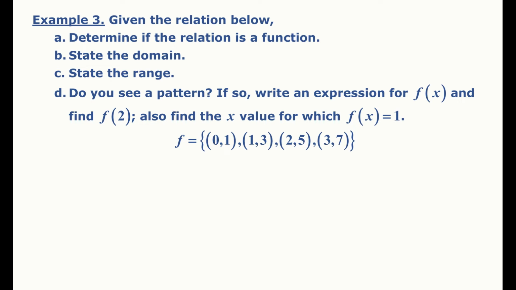Notice that each input is associated with only one output, right? There is no repeat of any of the inputs, so we don't need to worry about an input going to more than one output. So we know this is in fact a function. Well, of course it's a relation too, but it's a relation that is also a function. The domain is simple, of course. That's going to be the set of all the inputs, so 0, 1, 2, and 3.